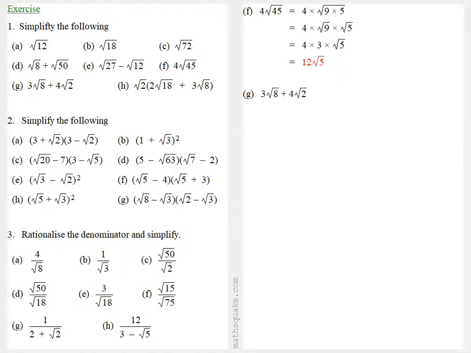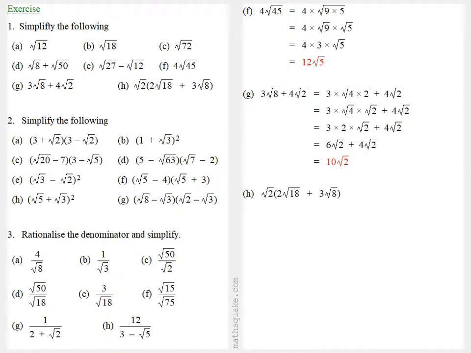In G, we have 3 root 8 plus 4 root 2. Now root 8 can be written as root 4 times 2, so this is equal to 3 times root 4 times 2 plus 4 root 2. Well, that can be written as 3 times root 4 times root 2 plus 4 root 2, which is 3 times 2 times root 2 plus 4 root 2, or 6 root 2 plus 4 root 2, which is 10 root 2.